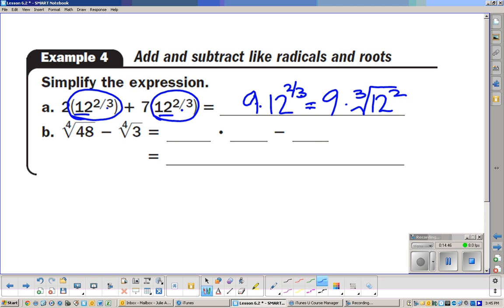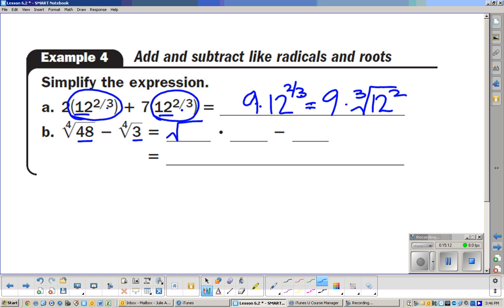All right, the next one, we are adding and subtracting. So look, my base is 48 and my base is 3. Well, there's nothing we're going to do if we have a base of 48 and a base of 3 because they are not like terms. However, we've learned how to simplify. So let's take a closer look at this fourth root of 48. Well, does 48 have any perfect 4s that go into it? It does. 16 goes into 48.